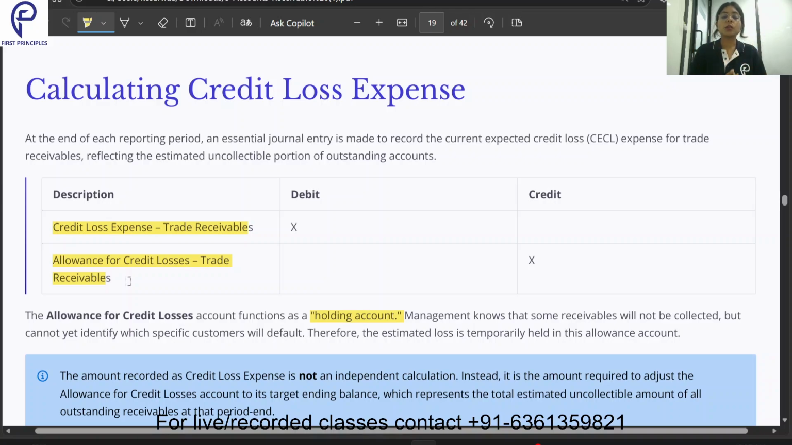The amount recorded as a credit loss expense is not an independent calculation. Instead, it is the amount required to adjust the allowance for credit loss account to its target ending balance, which represents the total estimated uncollectible amount of all accounts receivable at that period end. What does that mean? How much amount do we record as an expense? We record only that much expense which we need to add to my allowance account in order to ensure that X amount of money is present in my allowance for credit loss account at the end of the year.